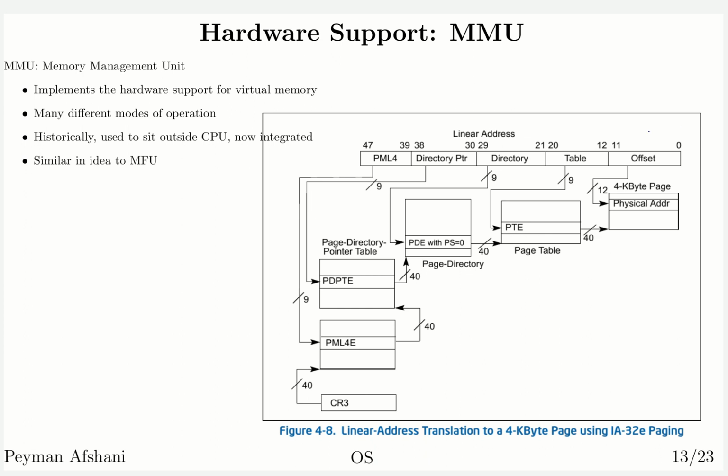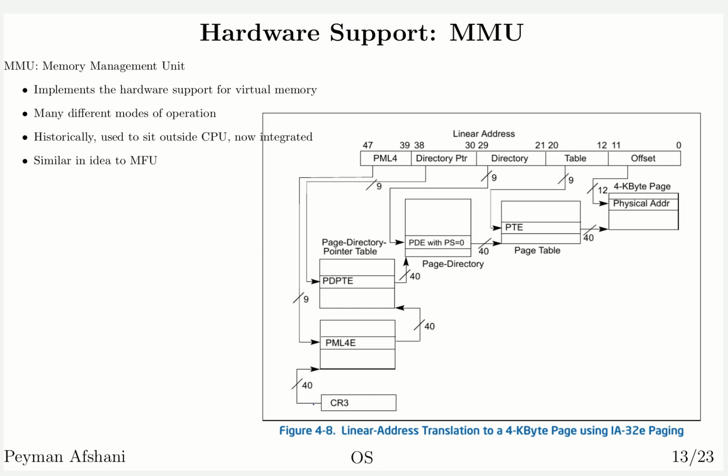Out of this 48, the lowest 12 bits is known as the offset. So this is what we don't translate. If you do 48 minus 12, you get 36. And 36 has been divided into 4 pieces of 9 bits. So you have 4 pieces, each one has 9 bits. They have different names, again, internal names. But the basic principle is the same.